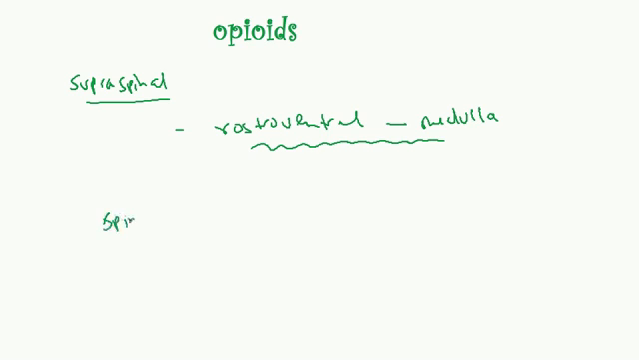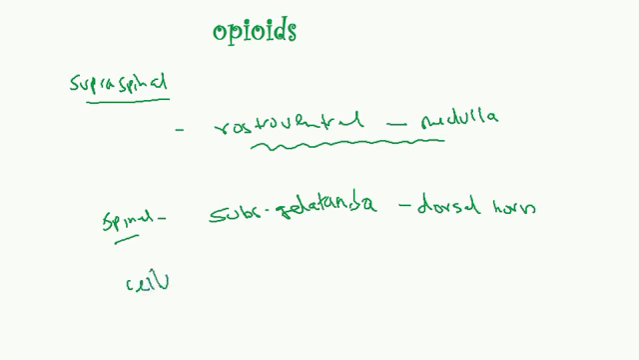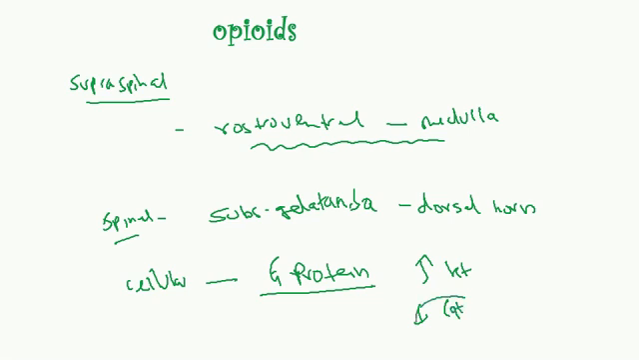Then at the spinal level, it acts on the substantia gelatinosa of the dorsal horn. Then at the cellular level, it acts on G protein receptors and increases potassium channel opening and decreases calcium, therefore decreasing excitation.